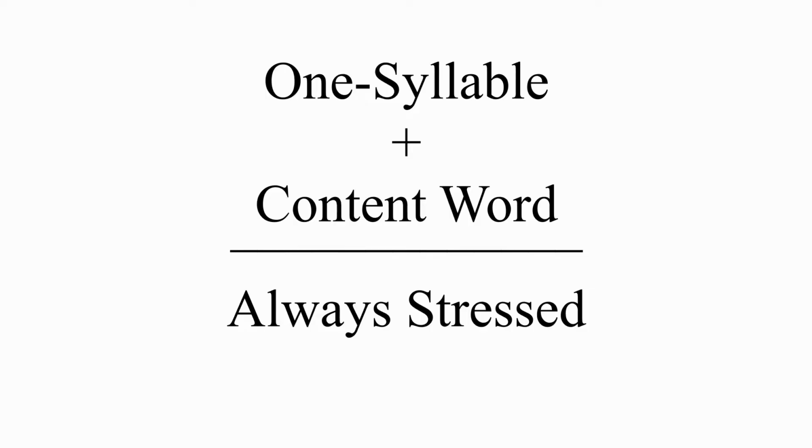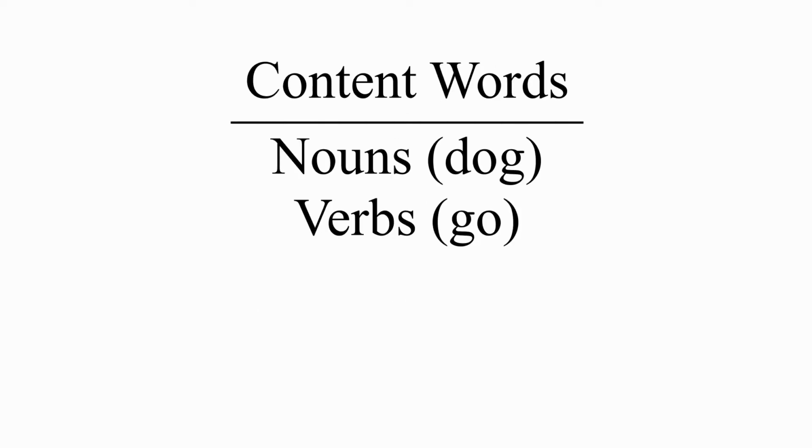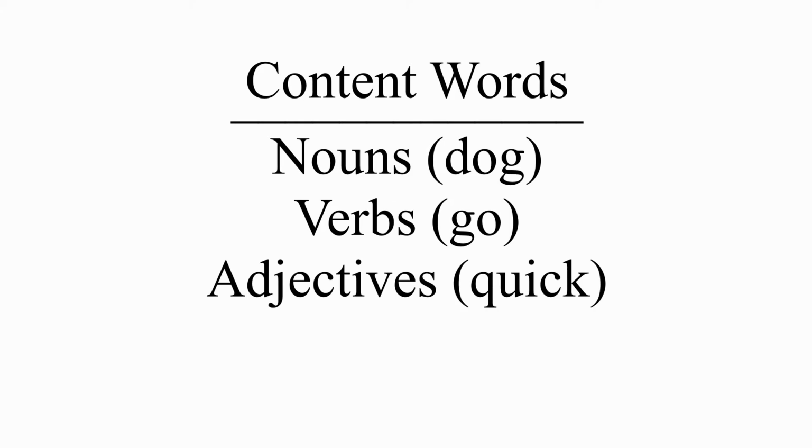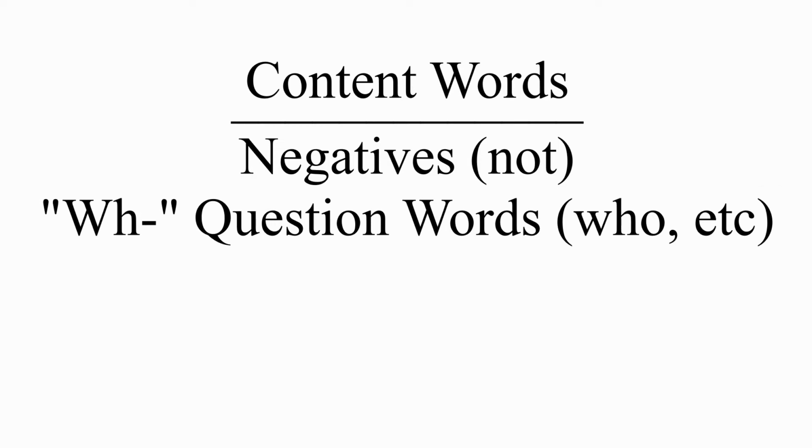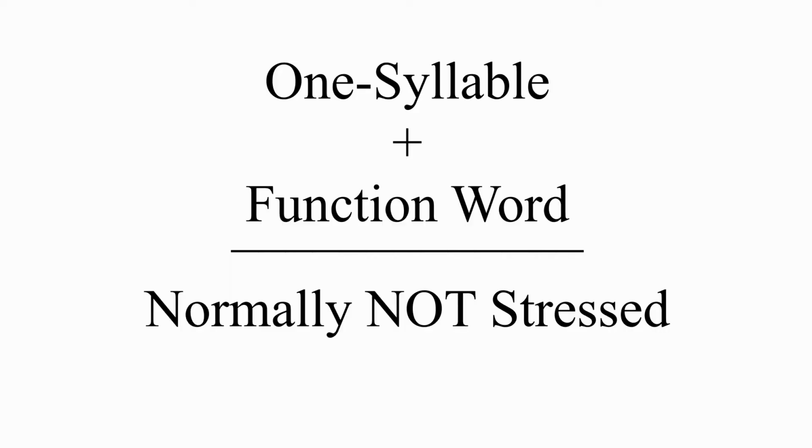First, we have a rule that we've talked a little bit about in previous lessons, which is content words versus function words. Let's do a quick review. For 1-syllable words, if it's a content word, it is always stressed. Content words include nouns, verbs, adjectives, adverbs, negatives, and the WH question words. If it is a 1-syllable function word, then it is normally not stressed unless you have a special reason to stress it based on the context.